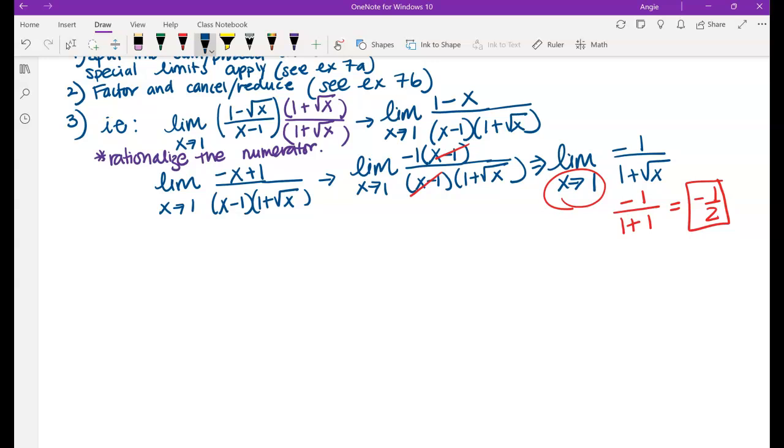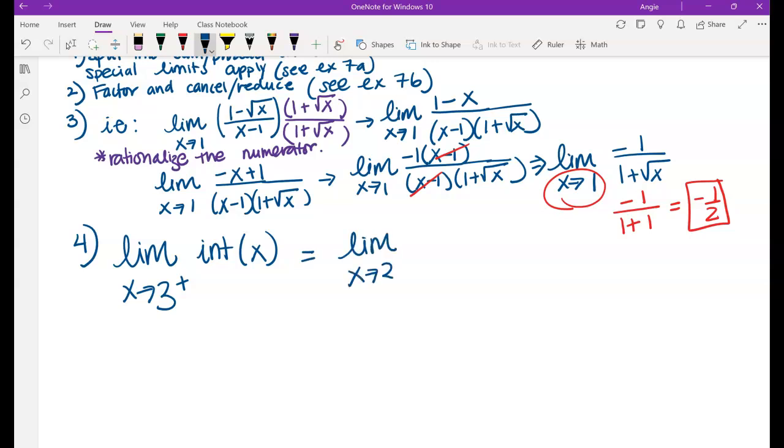Next one, number 4. Again, pay attention to 4. 4 and 5 are both related, okay? 4 and 5 are both special cases. Find the limit as x approaches 3 from the right of the greatest integer function. Remember the greatest integer function can be written with a bracket, either one. Your book uses this. When I type out the greatest integer function, I use those. You guys all need to know that they're exactly the same.